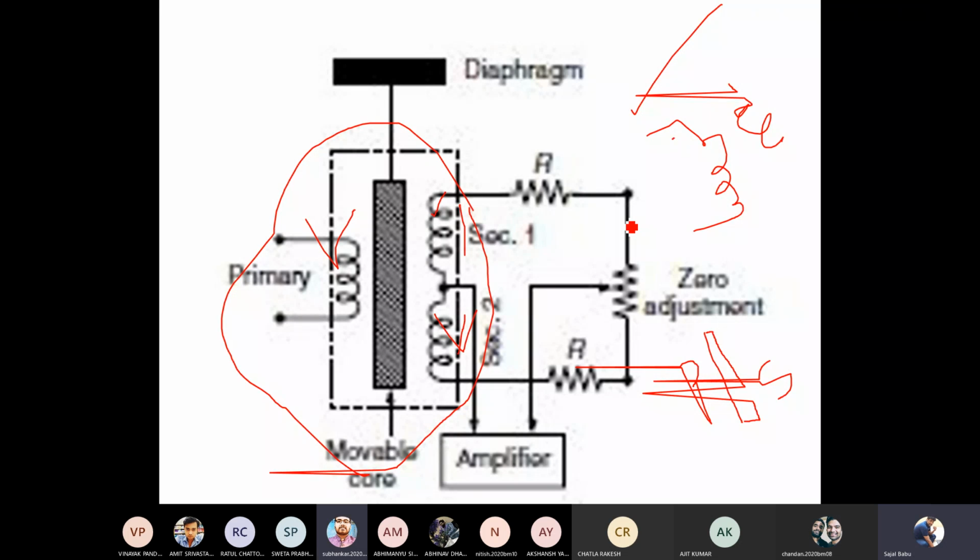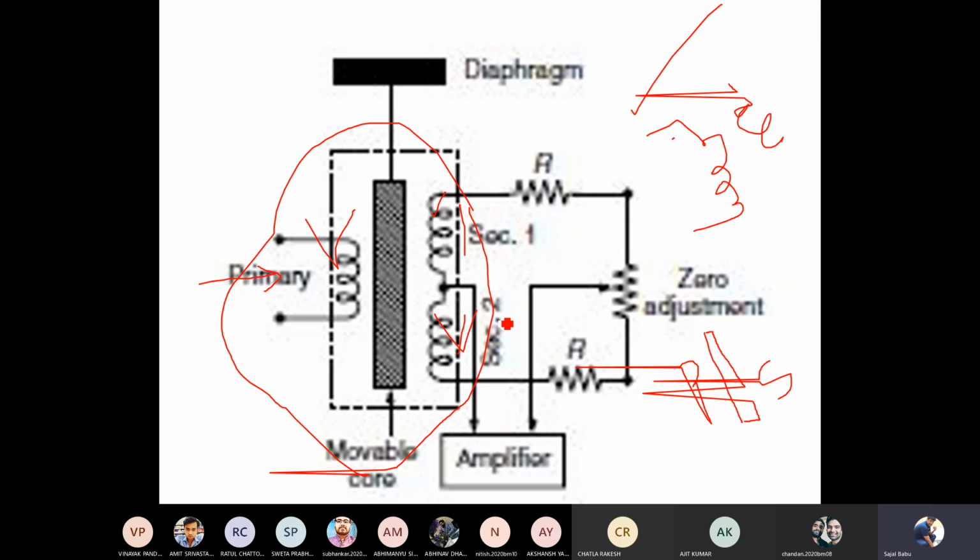Yes, sir. So this is the initial thing happening here. Whenever we excite our primary winding, we give some voltage to it. This voltage produces a flux, and this flux travels via the core and links with both the secondary windings. It will link with this secondary winding and it will also link with this secondary winding. So EMF will be induced here and also induced here. But the two EMFs are in opposition, so the overall output voltage will be zero.